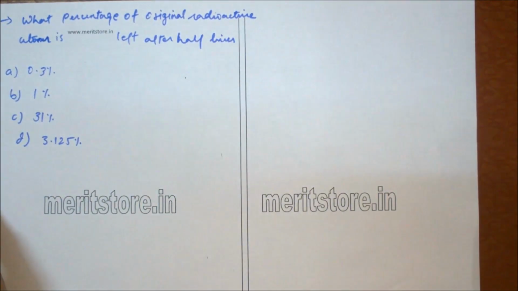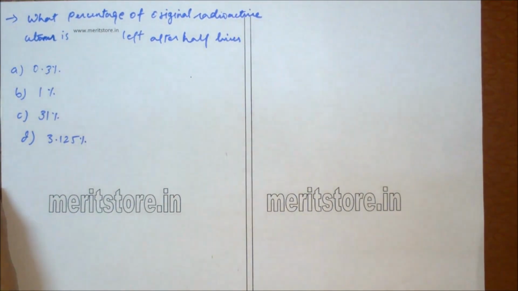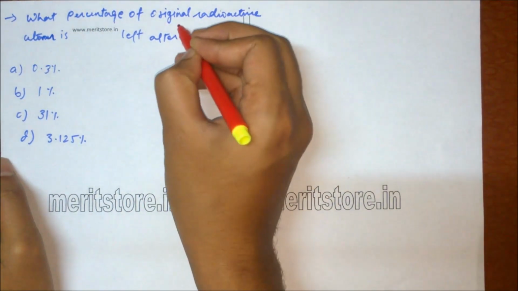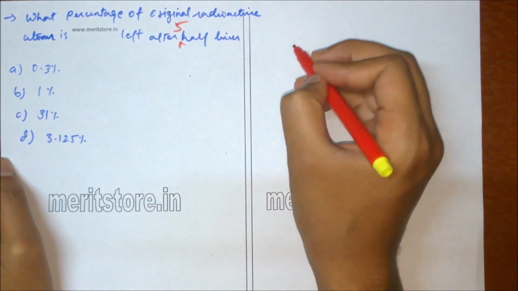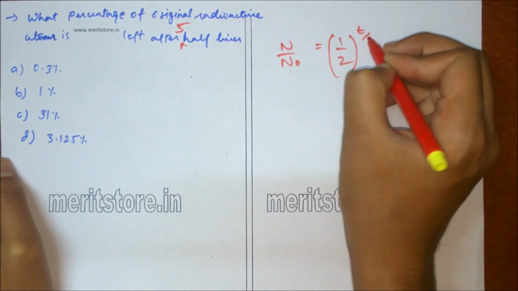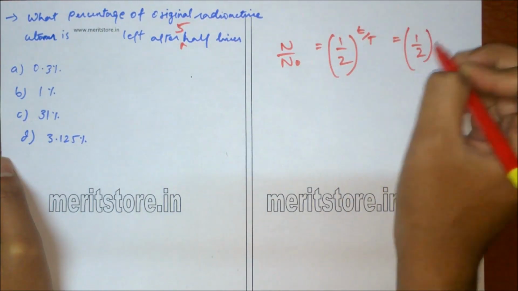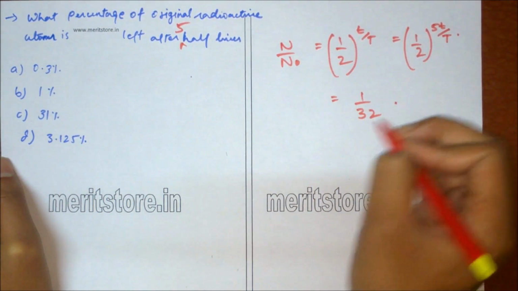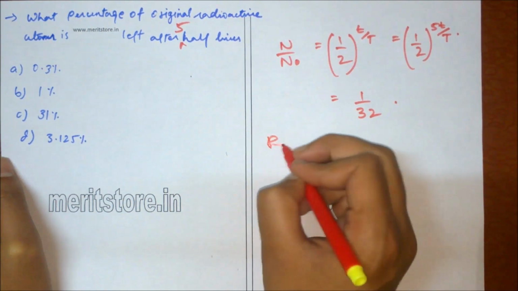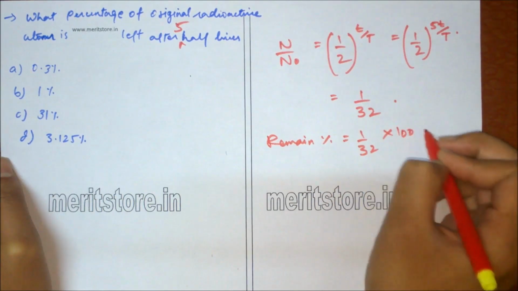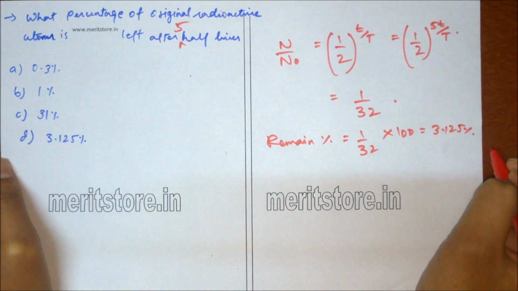What percentage of original radioactive atoms is left after 5 half-lives? So the fraction of atoms left after 5 half-lives is N upon N0 is equal to half raised to small t upon capital T, which is equal to half raised to 5, which is equal to 1 upon 32. Percentage of atoms remaining is 1 upon 32 into 100, which is equal to 3.125%. Option D.